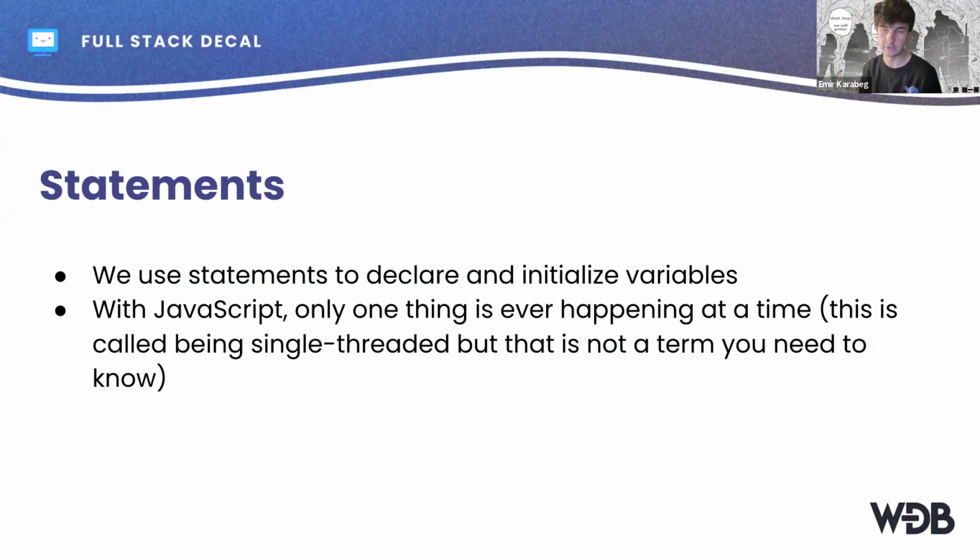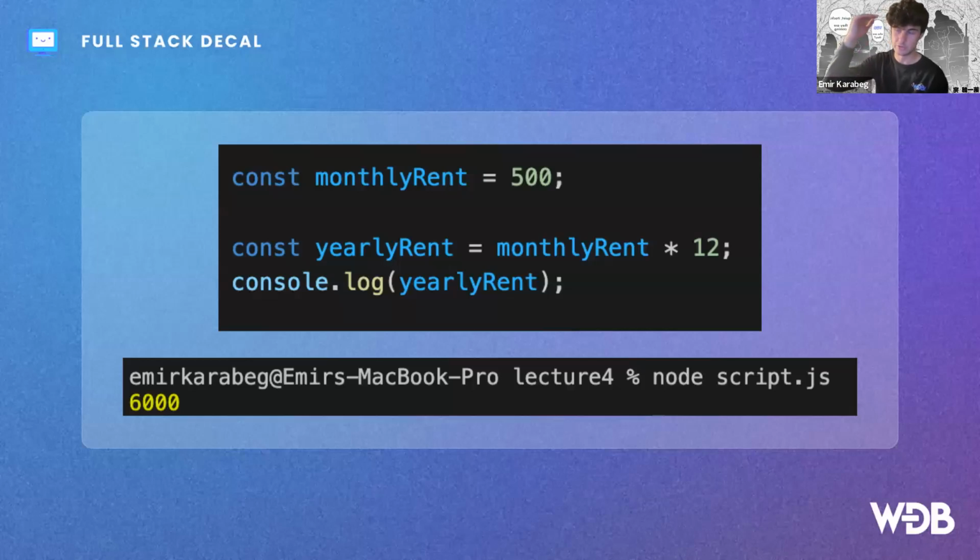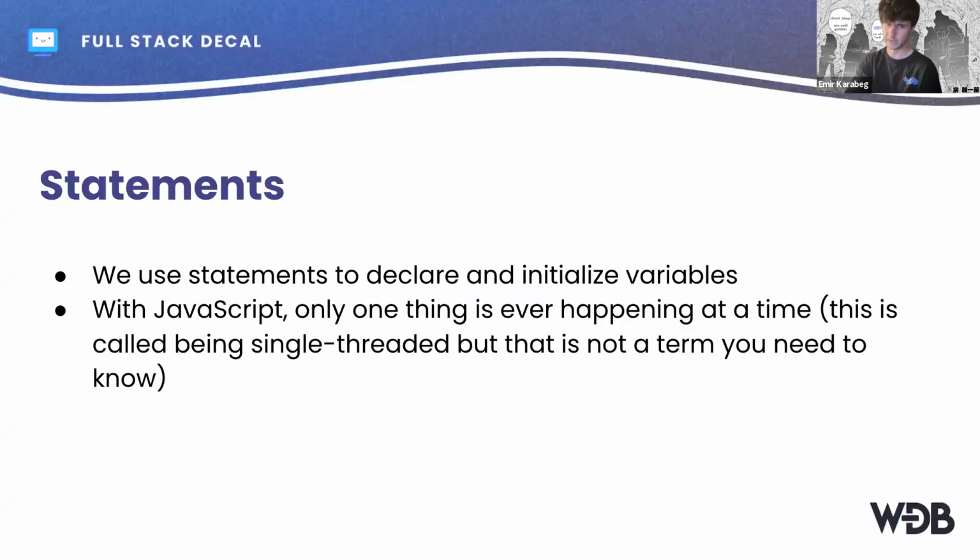It's not a term you need to know, but you can think about it as if you're going from the past example, you start from the top and you go downwards. You're only executing one line at a time. Many programming languages are multi-threaded. You can read more about that if you want. It's going to be more important in later lectures, but you don't really need to understand that right now. All you need to think about is that JavaScript goes line by line. It executes only one thing at a time, and that's it.